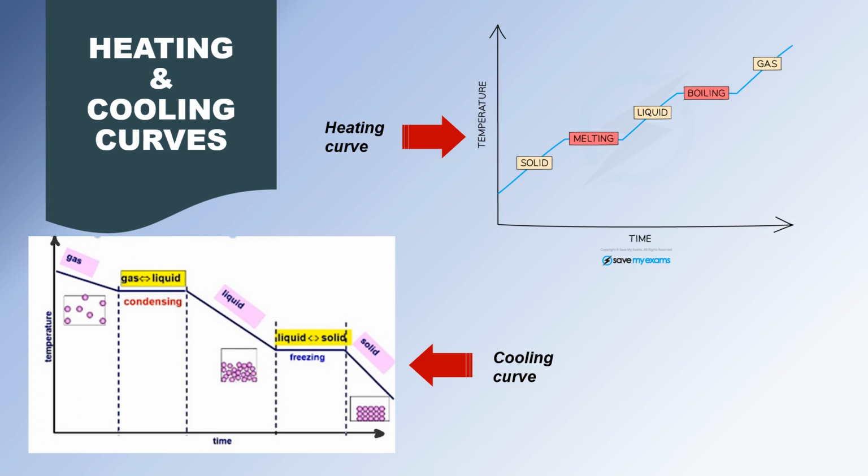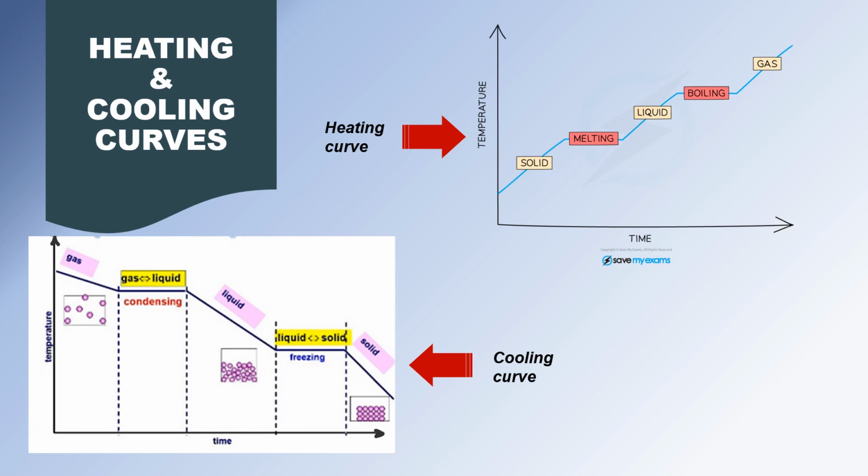In the previous slide, we learned that if you heat or cool a substance, it can change state. You can even plot graphs to show how the temperature of a substance will change as you heat or cool the substance. The most important thing you need to remember over here is that when a substance is changing its state, its temperature stays constant.